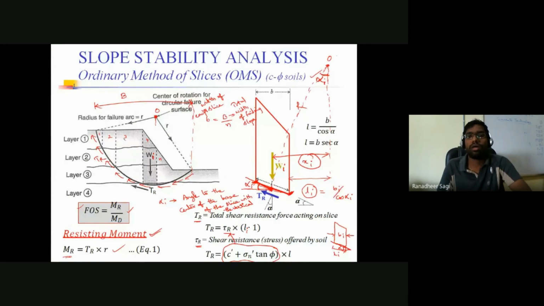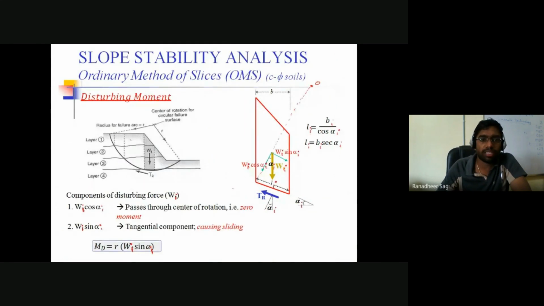So your driving moment, either I can write it as your Wi into xi, or I can go on to resolve your Wi into components, and then because of that weight component, I can write down the expression and accordingly calculate. So either of the ways you write, you will be getting the same. Okay, so this is all about your method of slices.